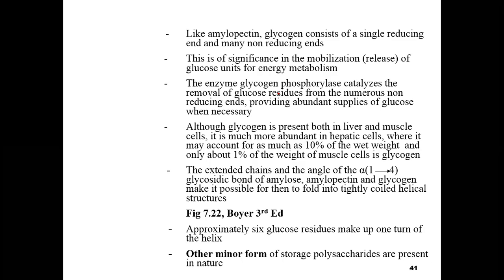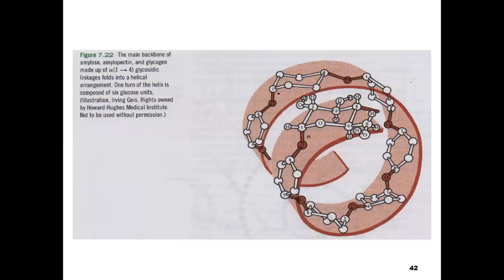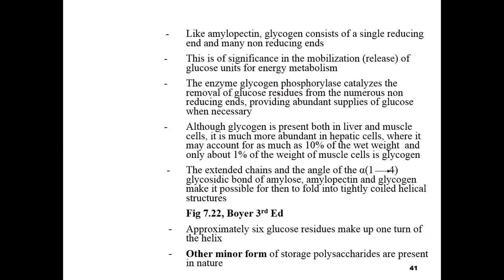The extended chain and the angle of the alpha-1,4 glycosidic bond of the amylose, amylopectin and glycogen make it possible for them to fold into a tightly coiled helical structure. This is the tight helical structure of these molecules. Approximately six glucose residues make up one turn of the helix.